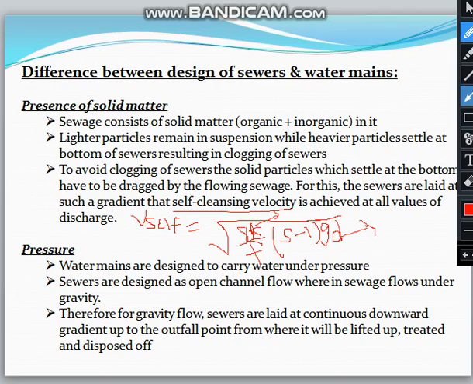Generally, this self-cleaning velocity is usually taken as 0.75 meter per second. So to avoid silting, we have to maintain the minimum velocity of flow equal to the self-cleaning velocity, that is usually taken as 0.75 meter per second. So here we can see the difference between the design of sewers and the water mains, that is water pipes also. Okay.